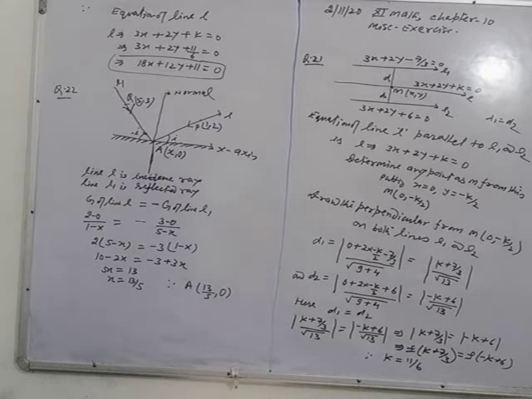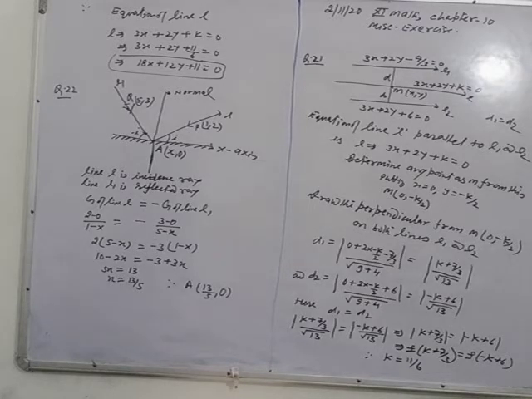So in its equation, the coefficients of x and y will be the same, only there will be a difference in c. Means directly you can write the equation of line L as 3x plus 2y plus k. Change the value of constant term c; in place of c you can write k. The x and y coefficients will be the same as L1 and L2. Why? Because the lines are parallel. So 3x plus 2y plus k is equal to 0 is the equation of line L.